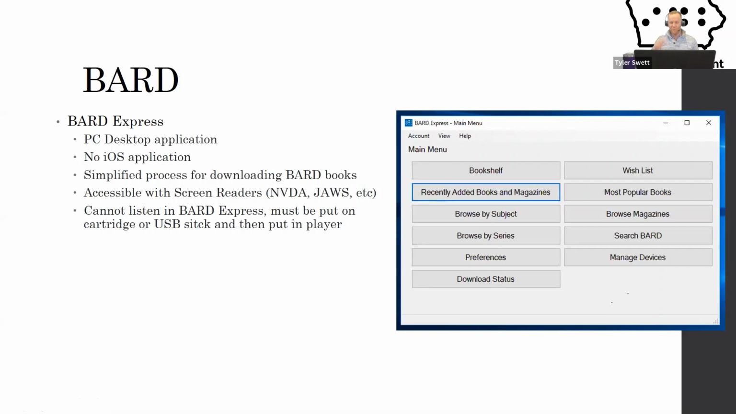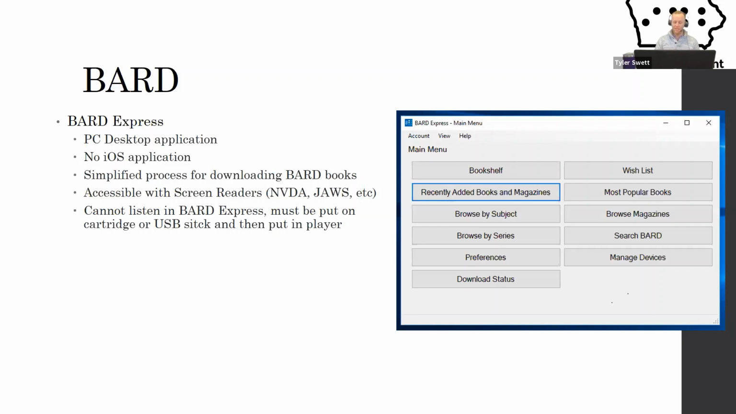you can download books onto your computer, but they're in a zip file. Then you have to unzip them, move the files around, get them onto a jump drive, and then put that into your player or into your refreshable Braille device. BARD Express really simplifies that process. It's accessible with screen readers, and it allows you to navigate your files a lot easier. You can download into BARD Express, then take that onto a cartridge or a USB drive and take it where you need to take it. That's the big benefit of BARD Express.